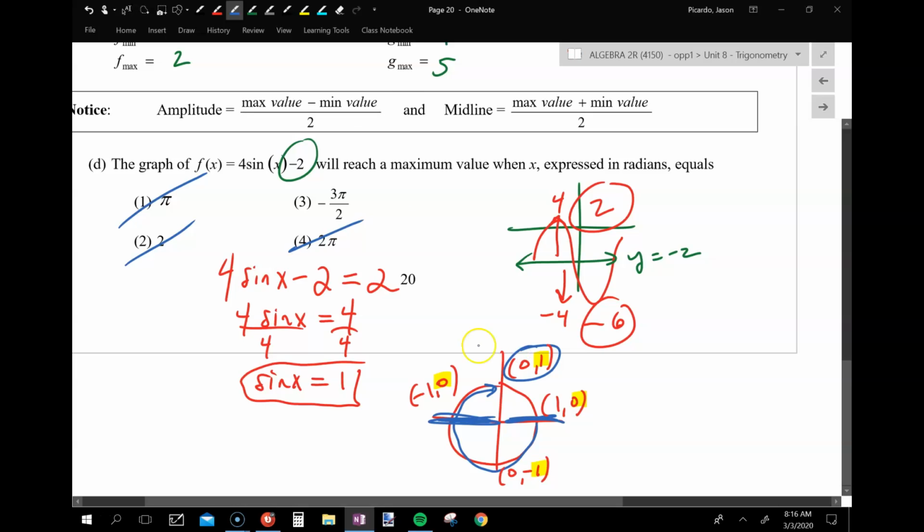Guys, what's another way you could answer that problem? Could I have just taken the choices and plugged them in to see which one gives me the answer? Yeah. Okay.